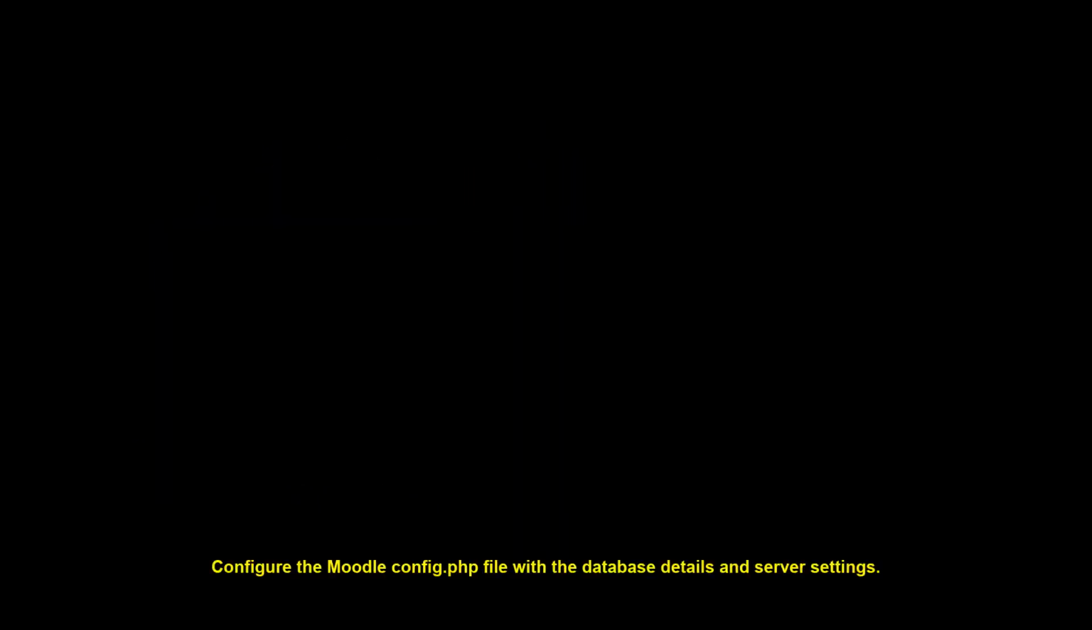Configure the Moodle config.php file with the database details and server settings. Ensure PHP and required extensions are installed and meet the version requirements specified by Moodle. Adjust the server settings as needed to support Moodle's performance and security requirements. Upload the Moodle files to your web server through your chosen method, such as FTP or SSH.